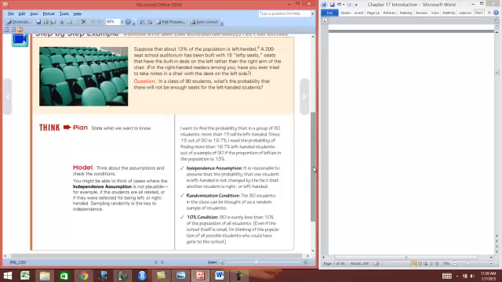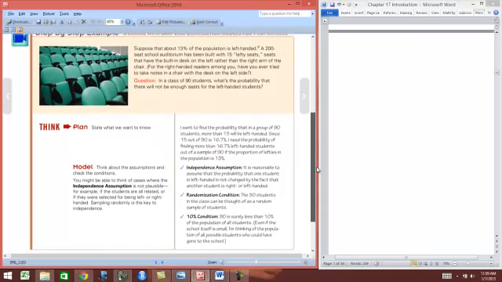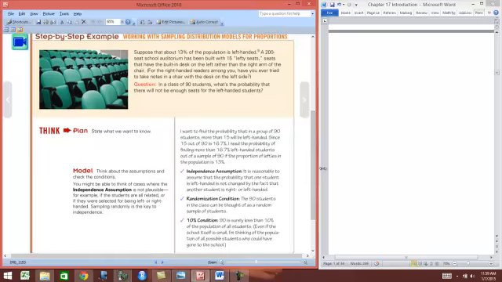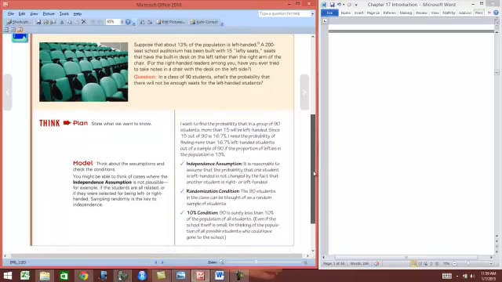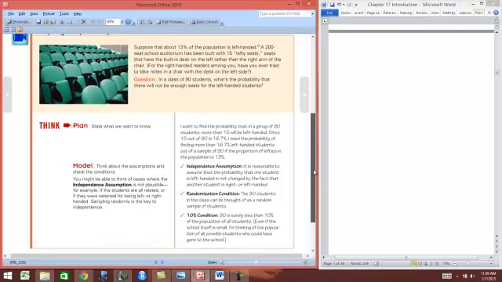Randomization. The 90 students in the class can be thought of as a random sample of students. So you just can't write random, independent, and check them off. You've got to state why you think it's independent and why you think it's random. And if you don't do that, you don't get credit for it. Right away, if you don't do the preconditions, you are automatically down 50% of the credit for the answer. 10% condition: here you're making some assumptions, but you've got to state the assumption that you're making.